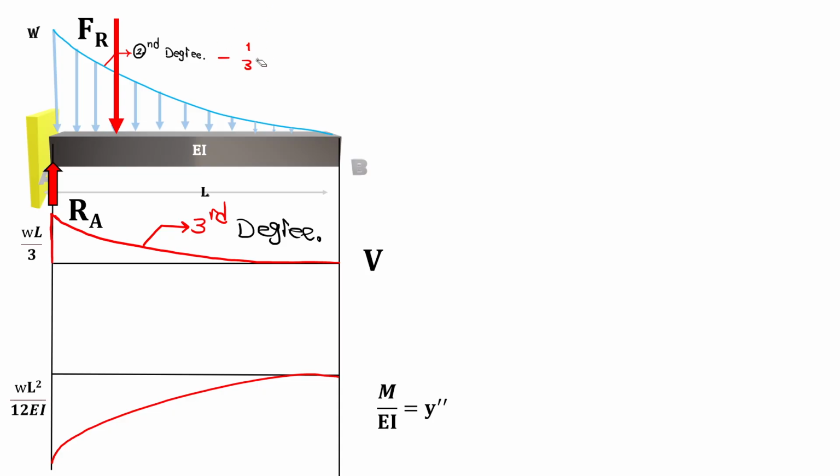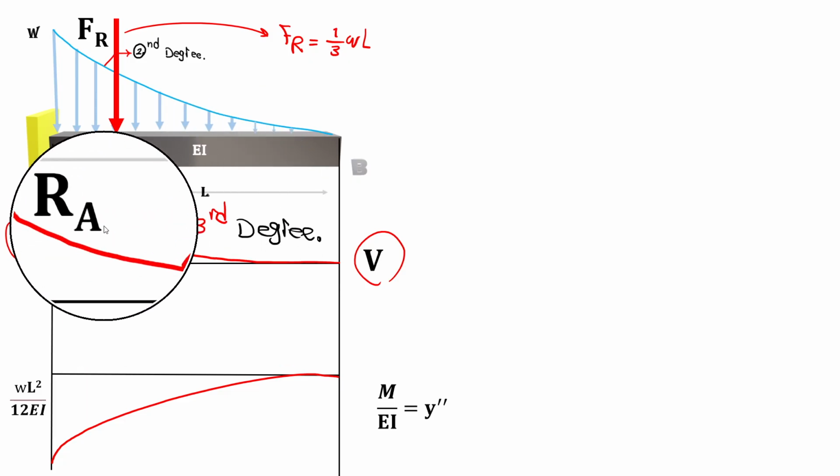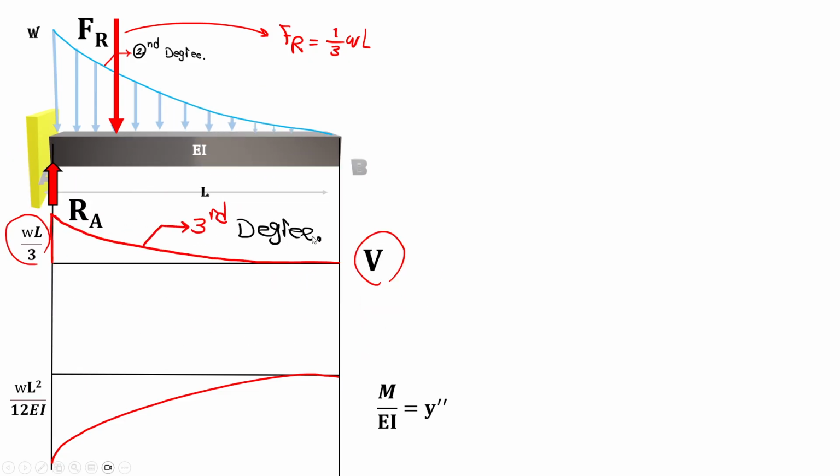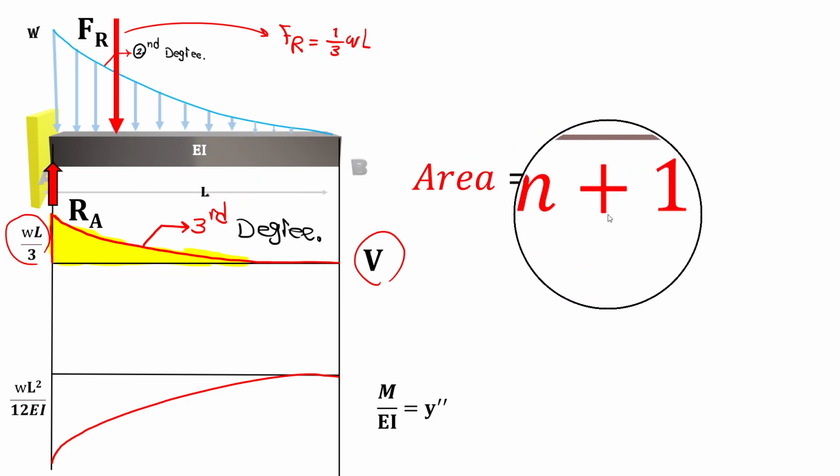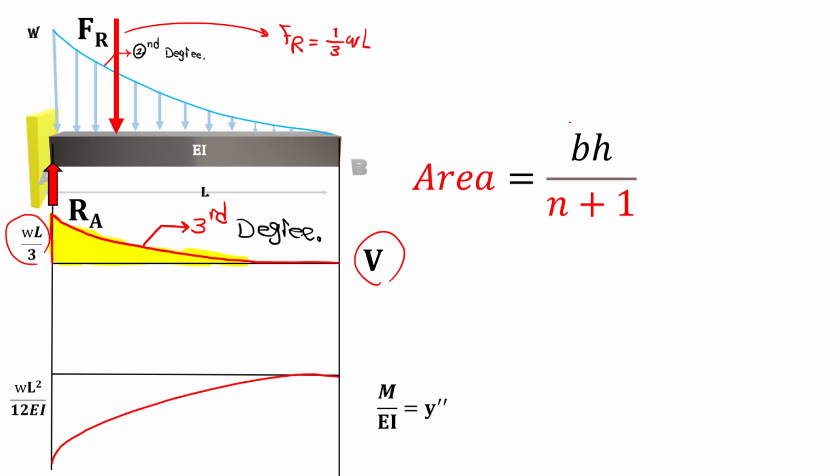or it just says our FR is 1/3 of WL. There's no reaction, only RA. So when you draw the shear diagram, it just comes up to WL over 3. And then if the loading is second degree, definitely the shear diagram is third degree. And the area under shear, if this is the third degree, area is BH over n plus 1. And don't confuse, replace BH by L and W, WL.